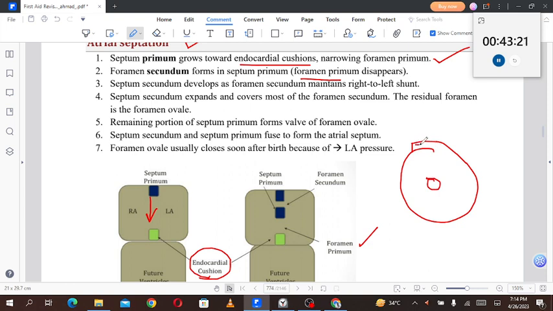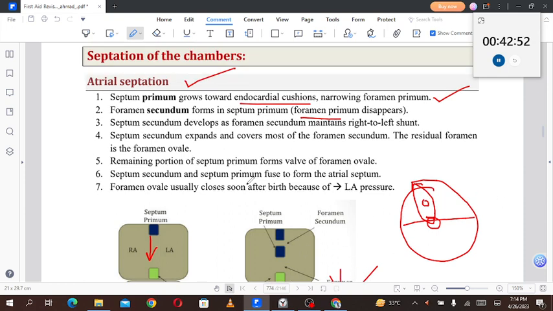The upper part, this septum between the right atrium and the left atrium, is the septum primum. Now we're talking about the atria. This septum starts moving downwards and covers the whole layer, but there is an opening left inside the atrium, and that opening is called the foramen secundum. So the foramen secundum appears inside the septum primum. The foramen primum vanishes, and a foramen secundum is formed in the septum primum, causing obliteration of the foramen primum. So make a concept out of that: the foramen secundum forms in the septum primum.